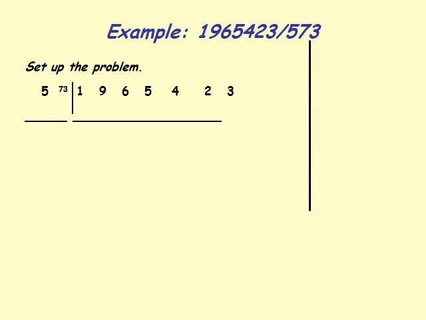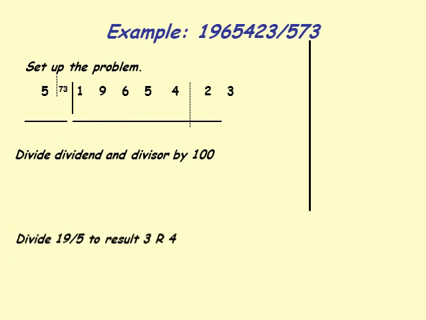Here's another example: 1965423 divided by 573. 3 digits for the divisor. Let's continue here. We set up a problem like this. This is my dividend here and a divisor here. Let's continue. First thing we do is divide both the dividend and the divisor by 100, which we just did.